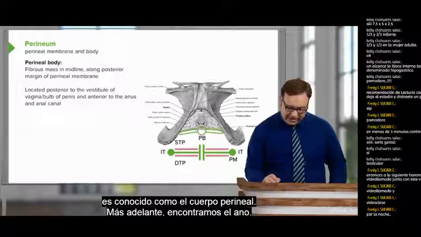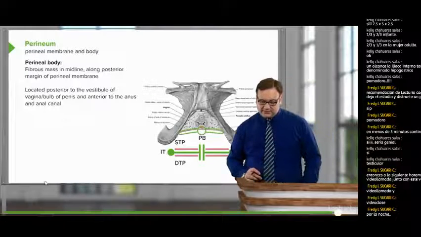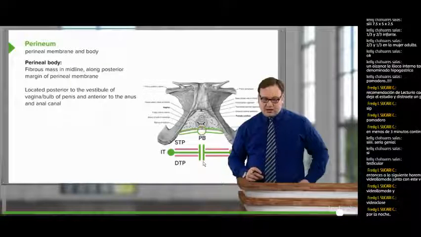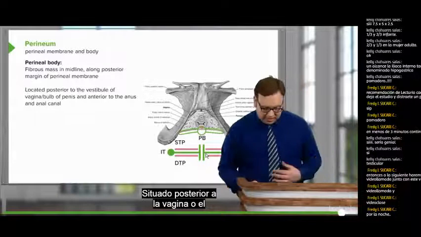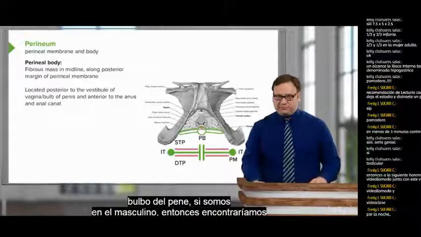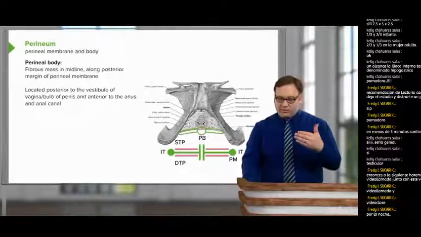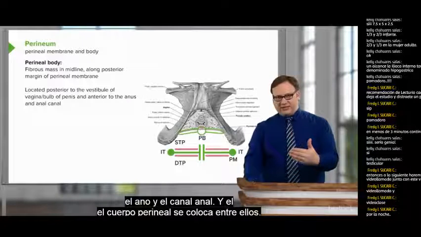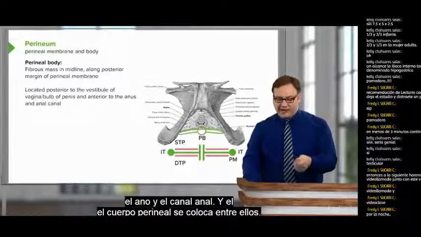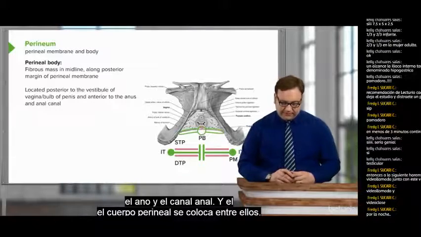More posteriorly, we then find the anus. Located posterior to the vagina, or the bulb of the penis if we are in the male, we then would find the anus and the anal canal. And the perineal body is positioned between them.